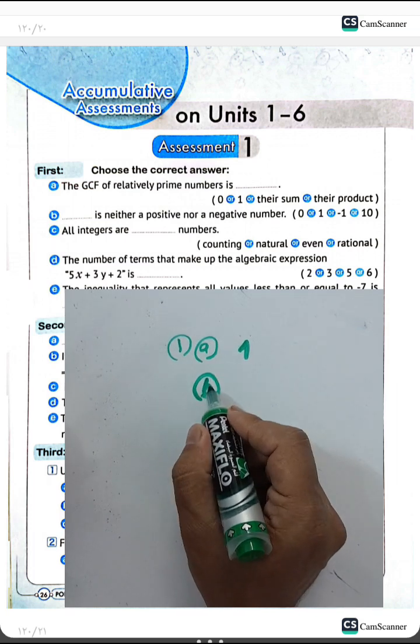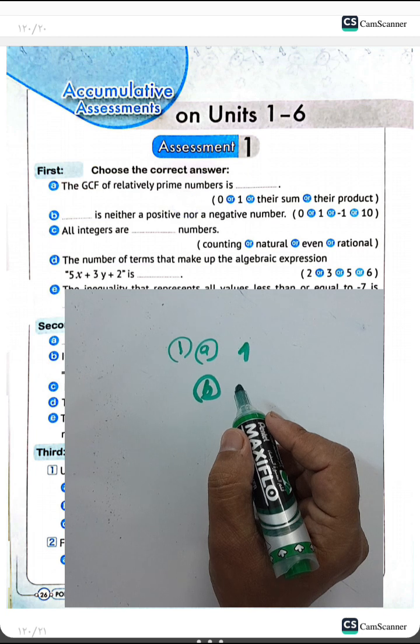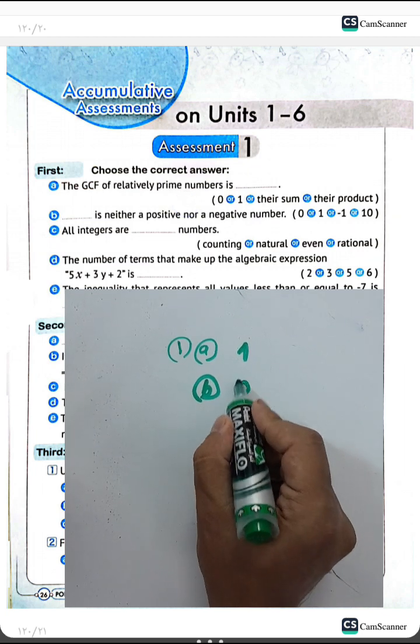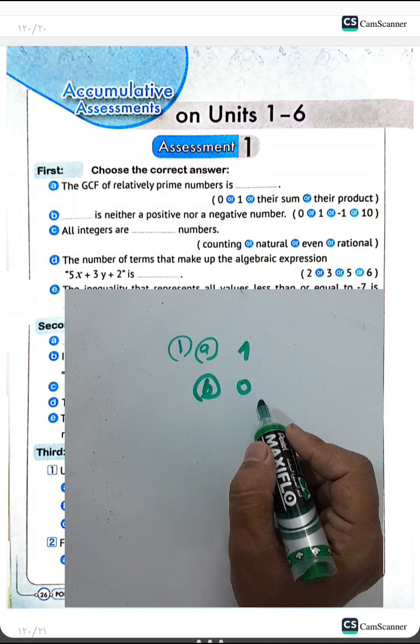Question letter B. Zero is neither positive nor a negative number, it will be 0. 0 is neither positive nor a negative number.